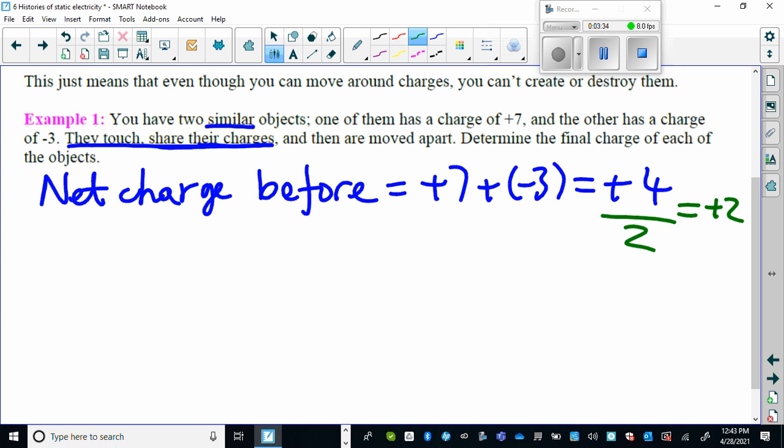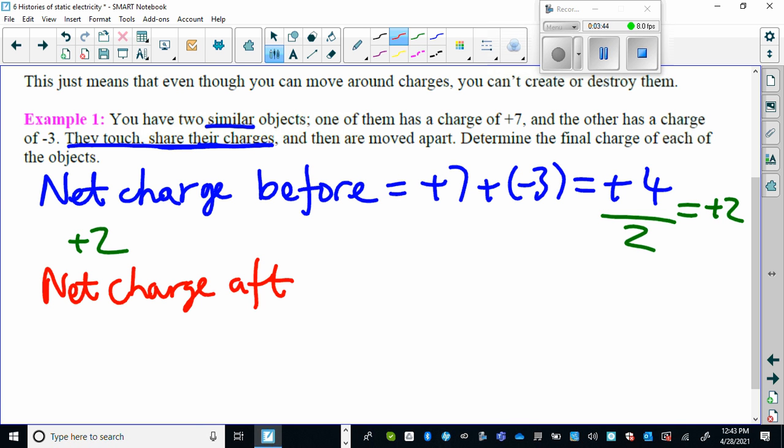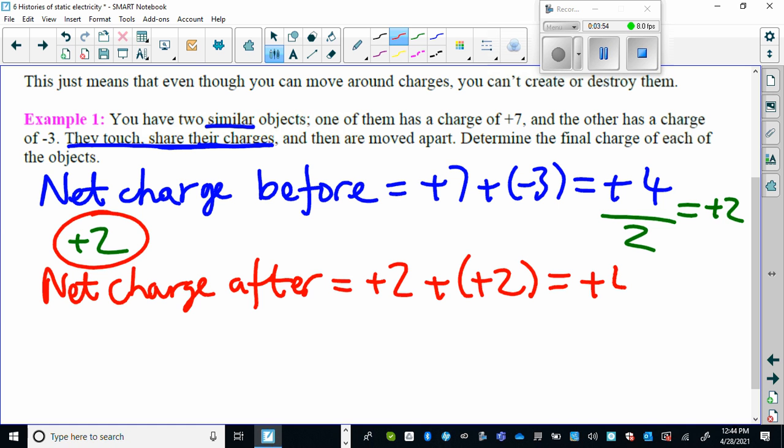The final charge of each of the objects is +2, and we can say the net charge after is going to equal +2. You don't really need to do all of this because we've already answered the question. There's the answer. But we're just verifying because the net charge cannot change. So the net charge after must also be +4, and we verified that because now both of them have a charge of +2, and +2 plus +2 is +4. Conservation of charge. There ends lesson 6.